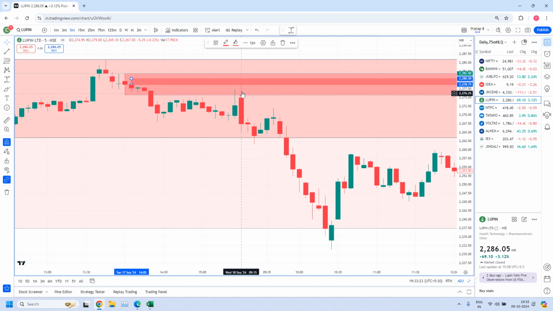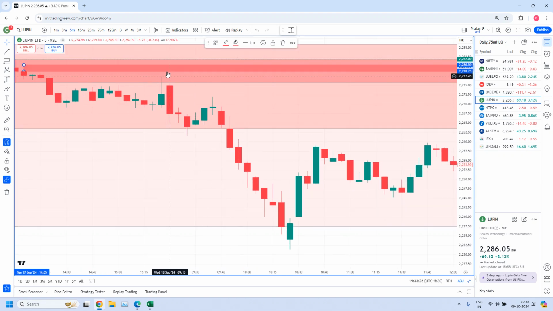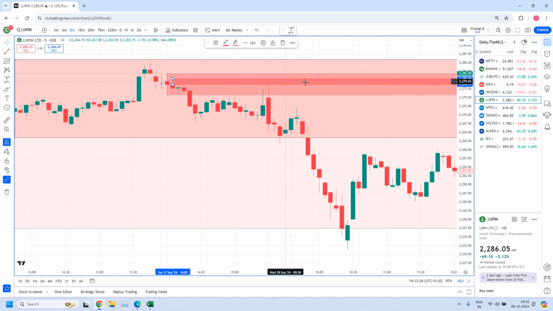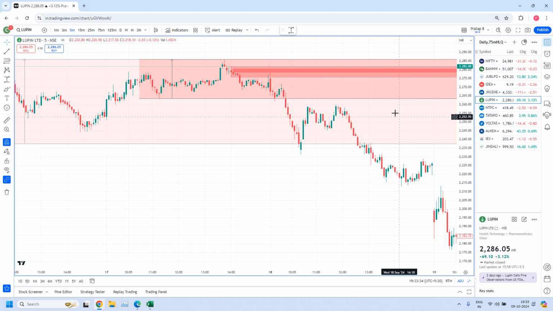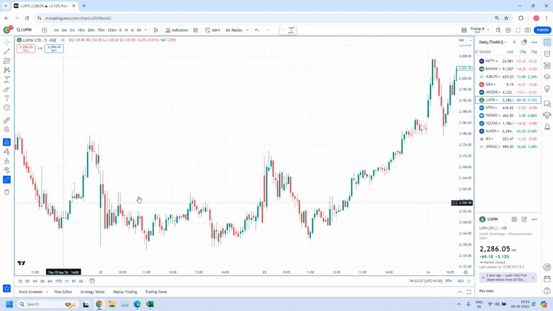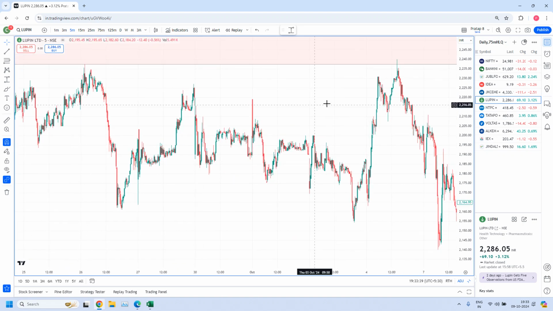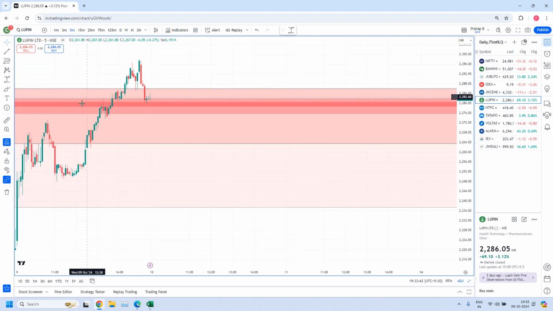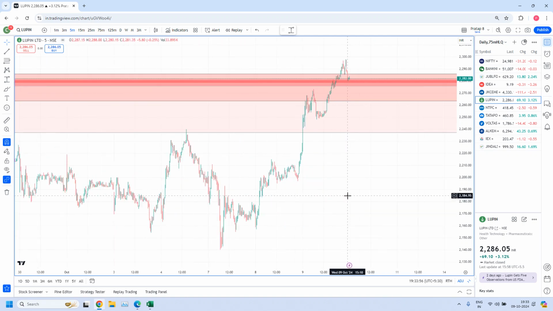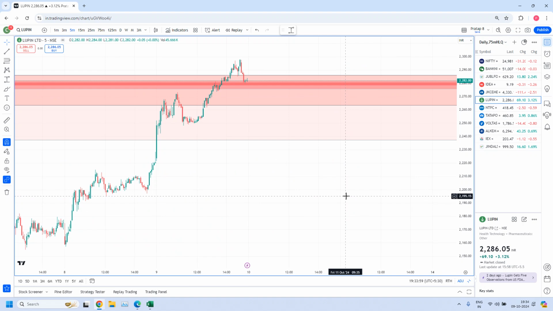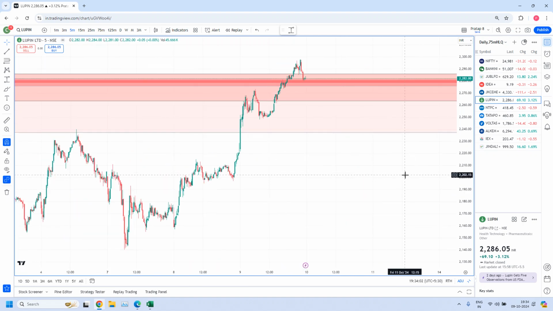So that day I explained that we won't take this zone anymore because the type 3 level is also tested. So next time this zone will be violated, unless institutions decide to create a new zone. See, that is what happened today. Today the zone is violated. In today's morning session, prices came and started moving up, and finally it was violated. So this is about Lupin.